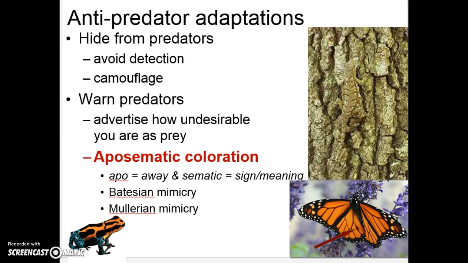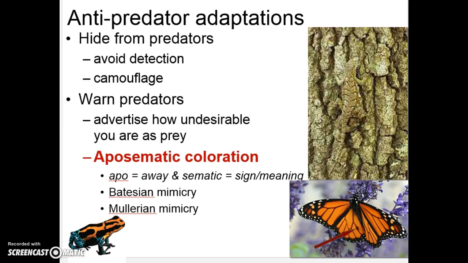So the first one is the ability to hide from a predator. So cryptic coloration is the ability to have camouflage. So if you can notice over here, there's a lizard on this tree trunk. So very good camouflage is going to help prey avoid detection. Other types of adaptations are things that warn the predator to advertise how undesirable you are as a prey. And that's where we get aposematic coloration. Apo comes from away, and sematic comes from a sign. So a sign to go away.